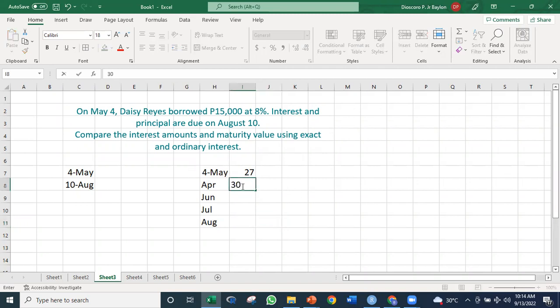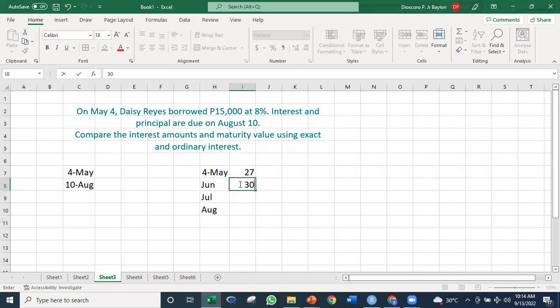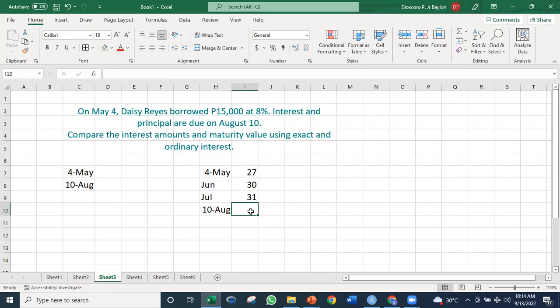For April, again, 30. For June, wait, May, oh, sorry, I'm mistaken. There should be no April. So May, and then June, and then July, and this is August 10. So that will be 10 also. Why 10? Because we do not subtract August 10 to August 1. Otherwise, that will only become 9. We have to include the previous July 31 up to August 1. That's also one period.